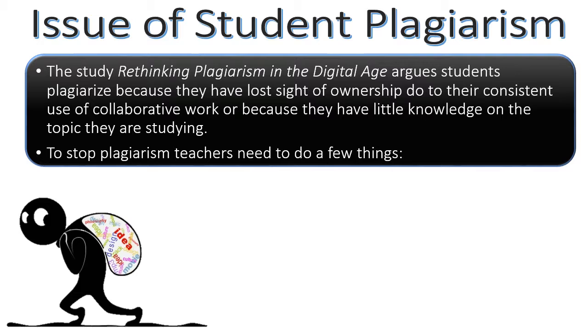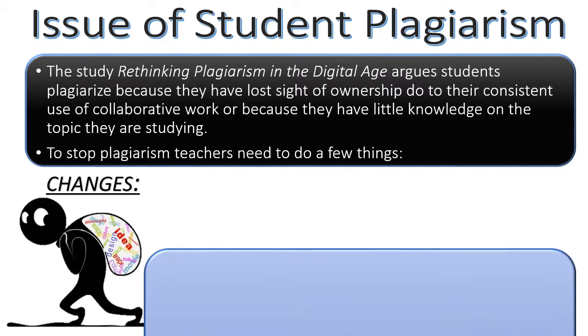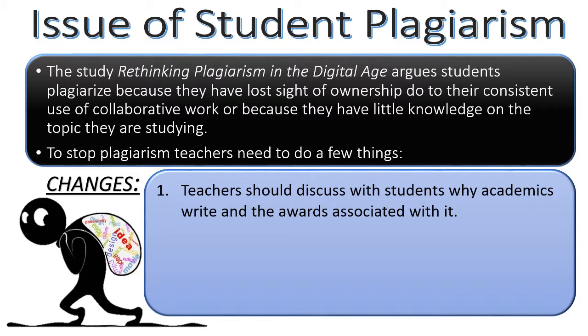So to stop plagiarism, a few main ideas are put forward as to how to make some changes around why students plagiarize and hopefully get them to stop. The first is to discuss with students why academics write and the rewards that they get associated with it. This gives them some sort of value as to why people produce works like this and why they should get the credit that they deserve in those students' works cited.